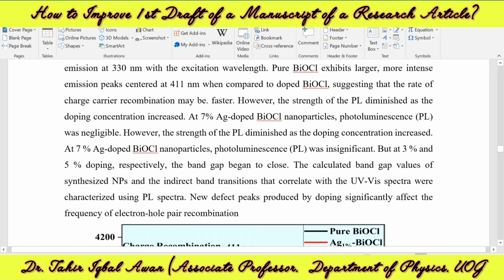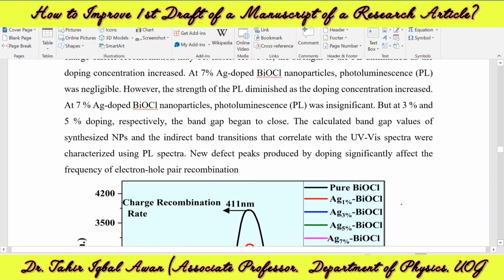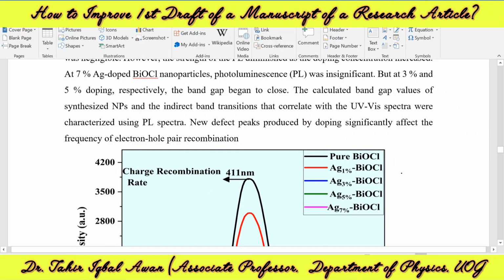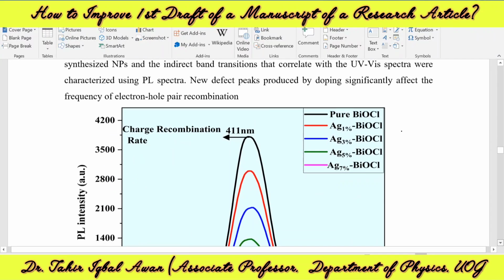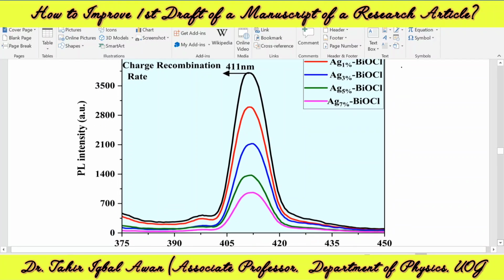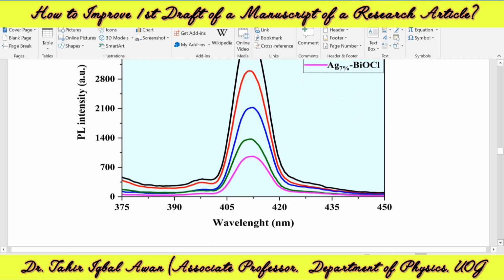And then if we move on, I can see one of the sentences: the new defects peak produced by doping significantly affects the frequency of electron hole pair recombination. So if there is a new peak, which I couldn't see, but even if there is some, if you are calling this a new peak, that should actually be highlighted in the graph as well. So that could give you a good impact.